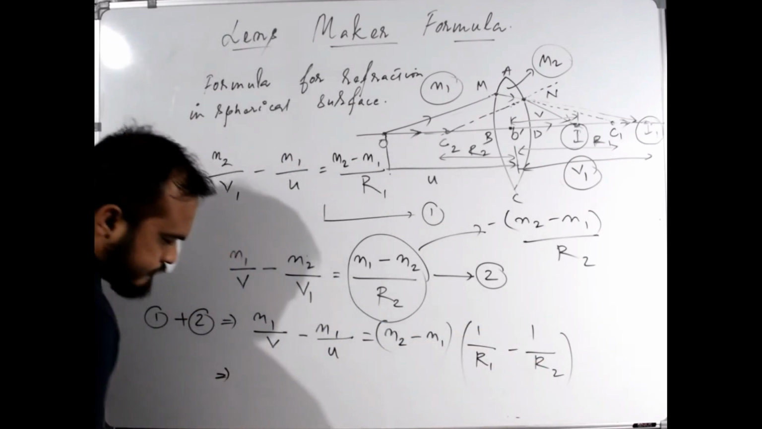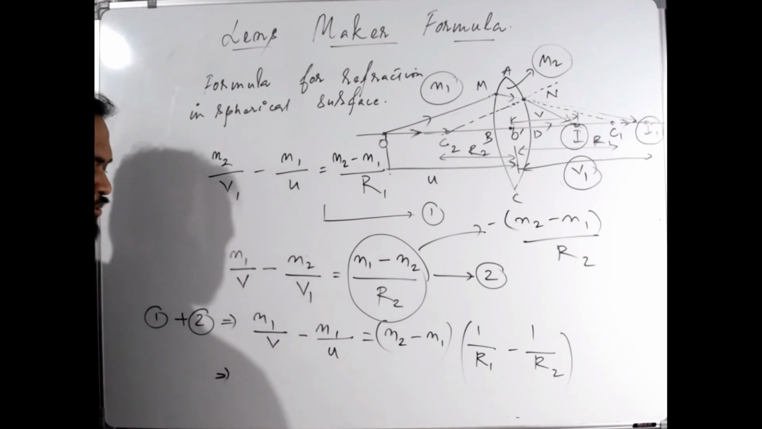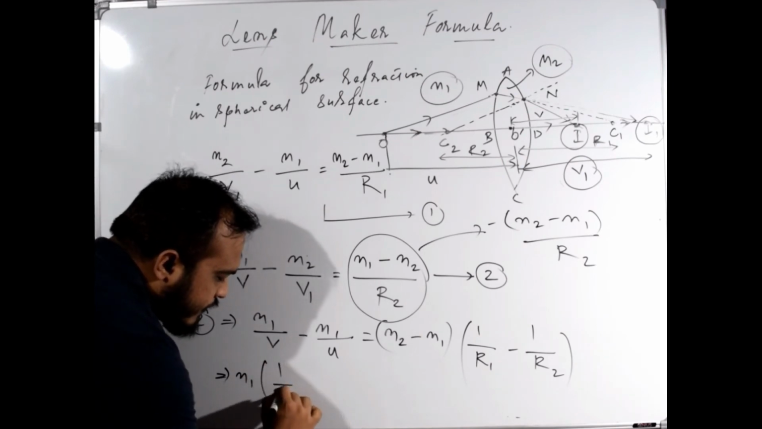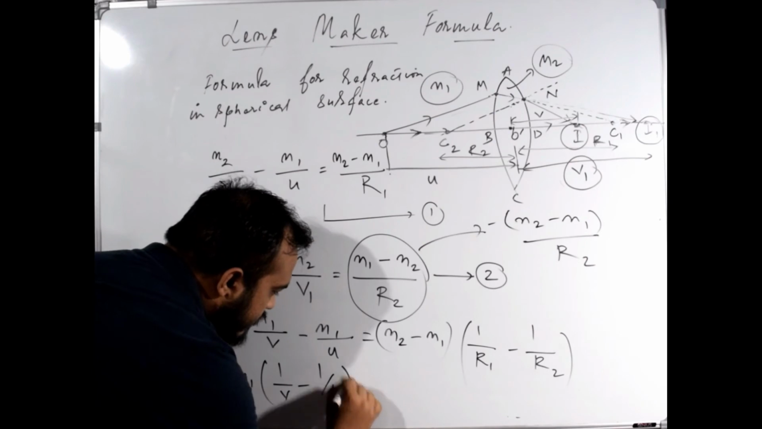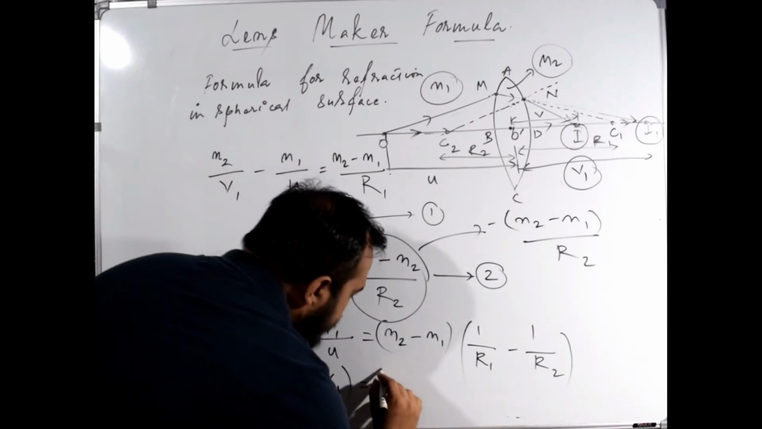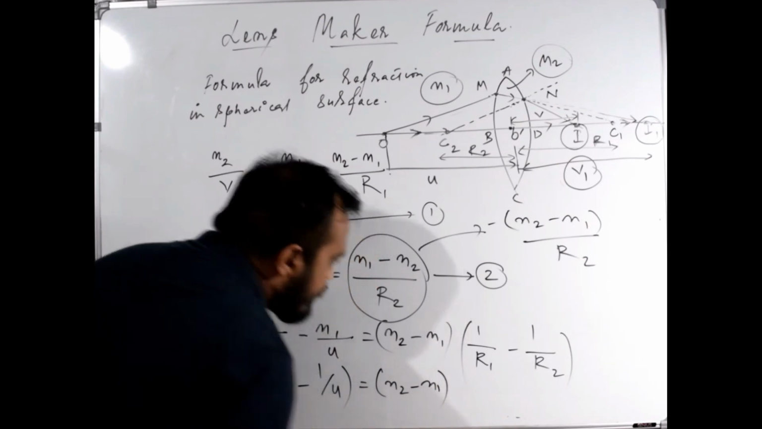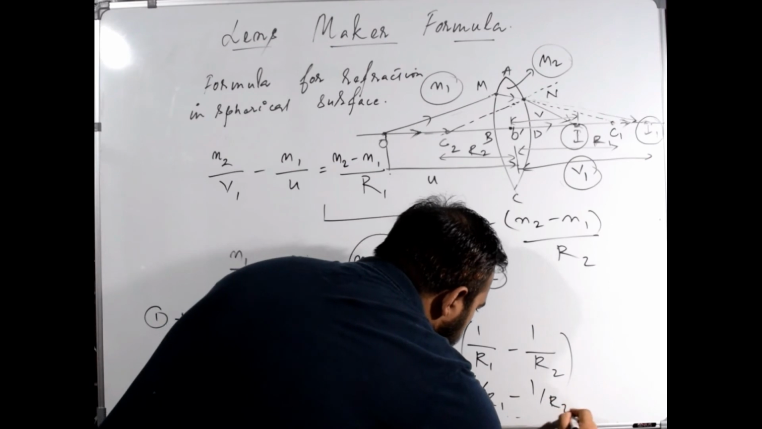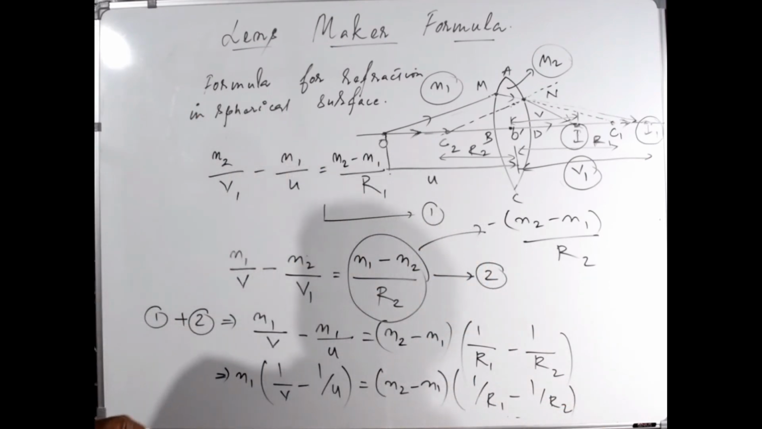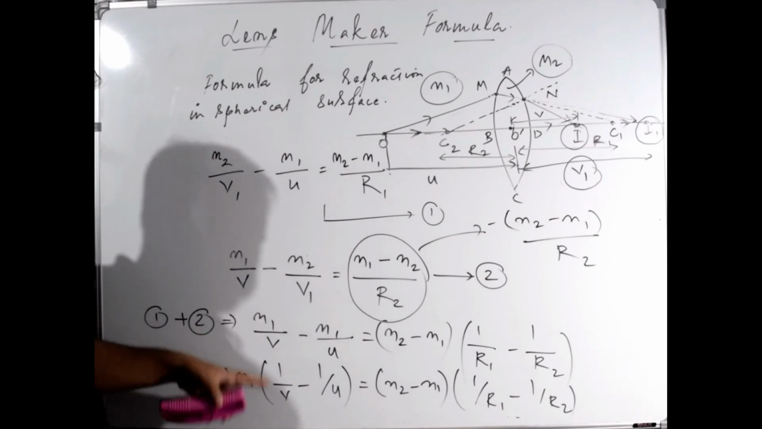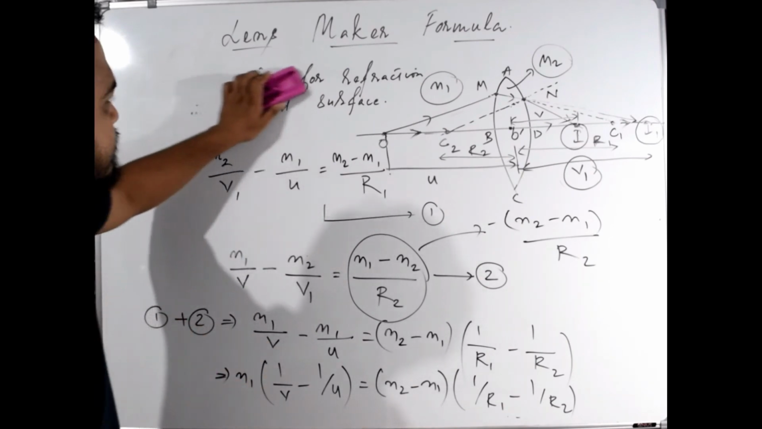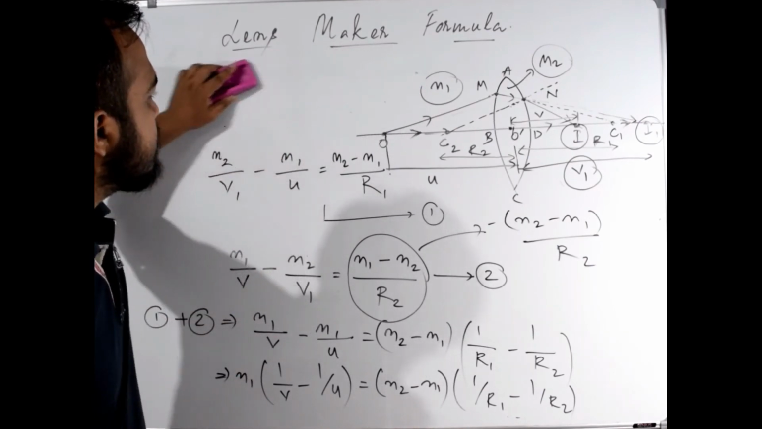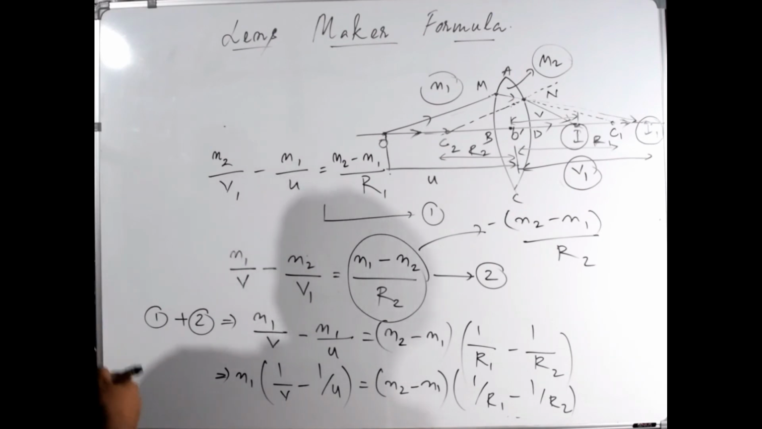So this implies, if you take N1 as common, because both terms have N1, finally what we will get? 1 by V minus 1 by U is equal to N2 minus N1 into 1 by R1 minus 1 by R2. So this is the equation. I am rubbing this portion and writing it over here from below to get the final equation.